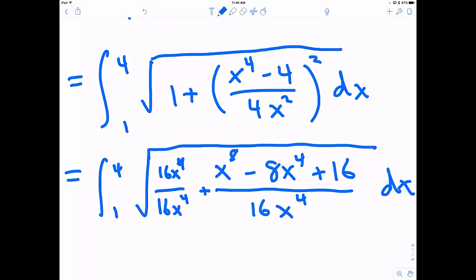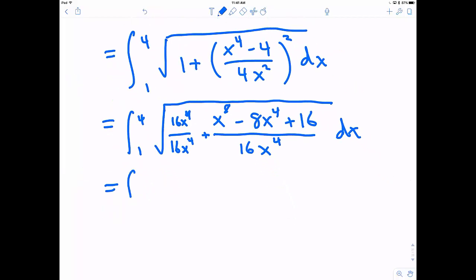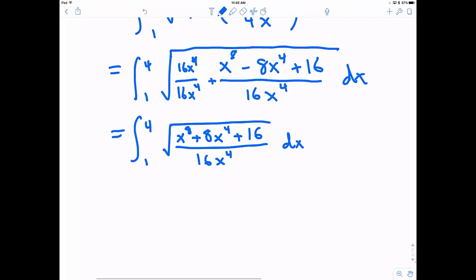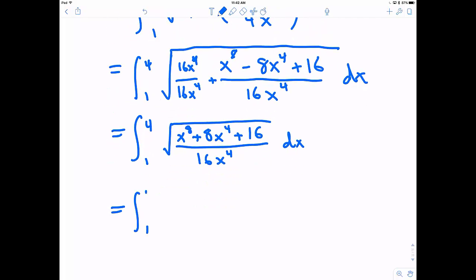And now we can see that the 16x to the 4th and negative 8x to the 4th kind of cancel a little bit, and I'll get plus 8x to the 4th. So plus 8x to the 4th. There we go. And now, looking at this for a little while, we may realize that, hey, this is a perfect square, right? That numerator is actually a perfect square.